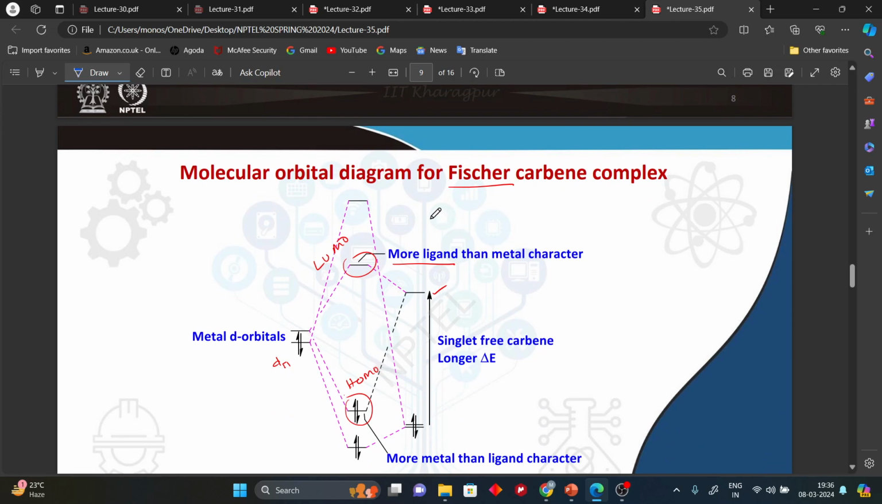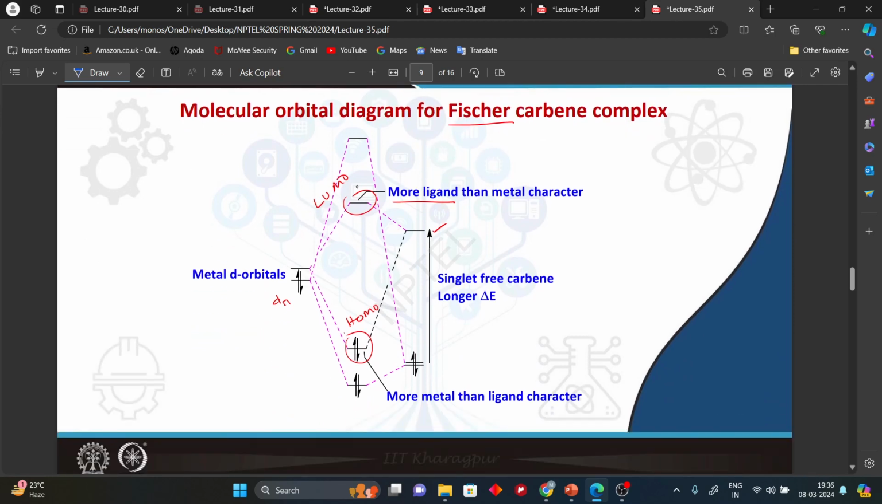This is for your self-confidence. So you have the free carbene and the molecular orbital, which will have more carbon character than metal. The LUMO and HOMO have more metal character than silicate. This is the energy difference, and in that way it is explained.